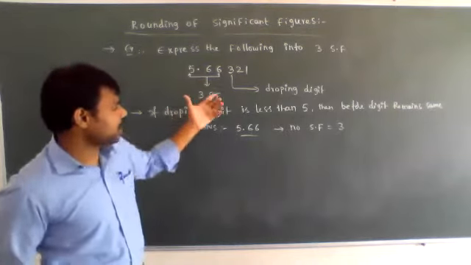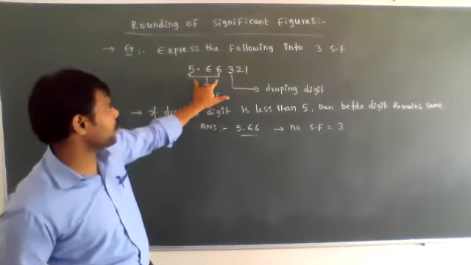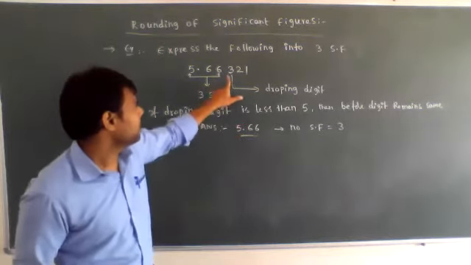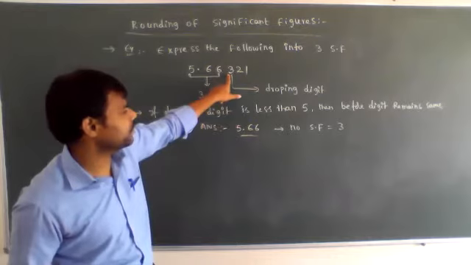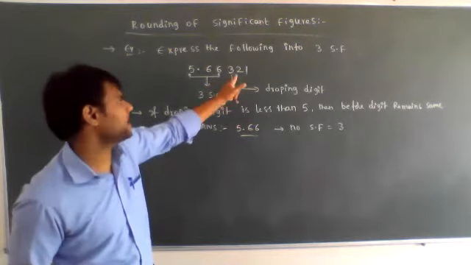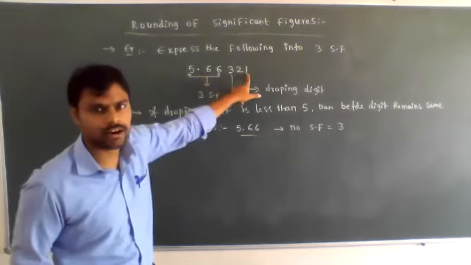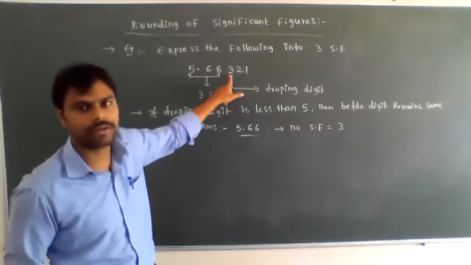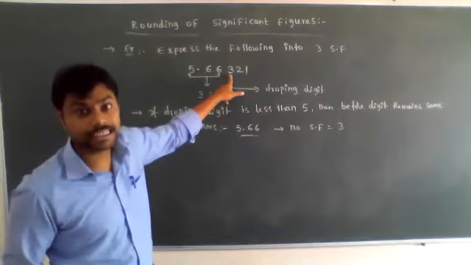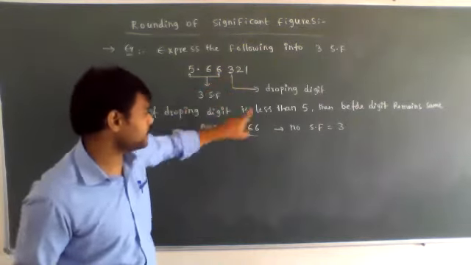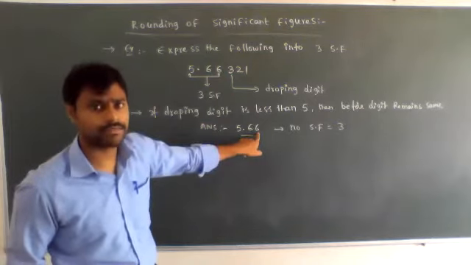So we want 3 significant figures. This value approximately we are considering as 5.66. Where are we dropping? The remaining digits. What are the digits we are dropping? 3, 2, 1 we are dropping. So from 3 onwards we are dropping these digits. 3 is less than 5. That's why the 6 remains the same.